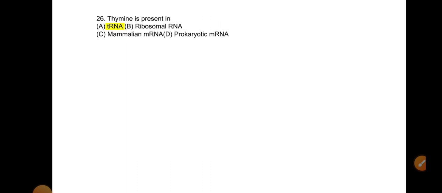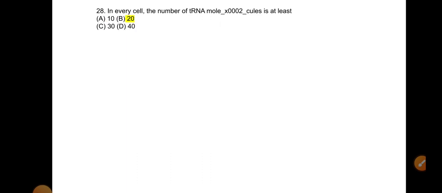Methylated purines and pyrimidines are characteristically present in tRNA. So most of the modifications of RNA are found in tRNA only. 26, thymine is present in tRNA. 28, in every cell the number of tRNA molecules is at least 20 tRNA molecules.